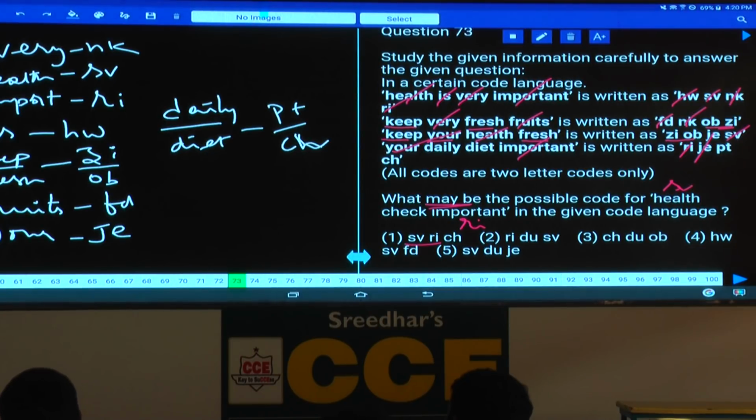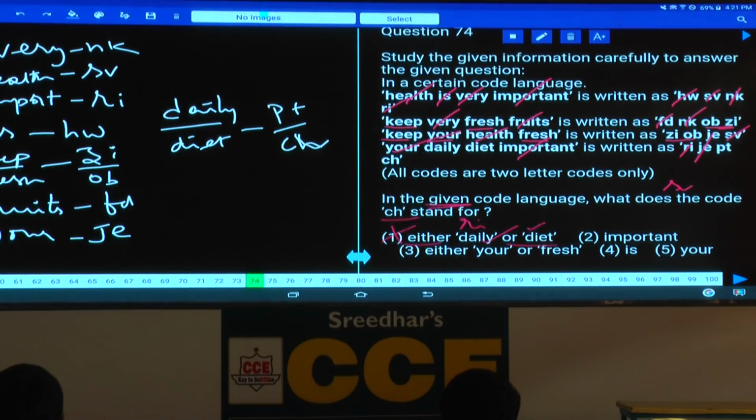Now we are left with the first and the second. Between these two, what can be the code for "check"? If you observe, "check" is nowhere given in the sentences, so the code for "check" should be any code other than the given codes, isn't it? We cannot take choice one because CH can be the code for "daily" or "diet". Hence choice one cannot be your answer. Now in this one, DU is the element which is left over. DU is not the code for any of the given words, hence DU can be the code for "check". Hence here it is choice 2.